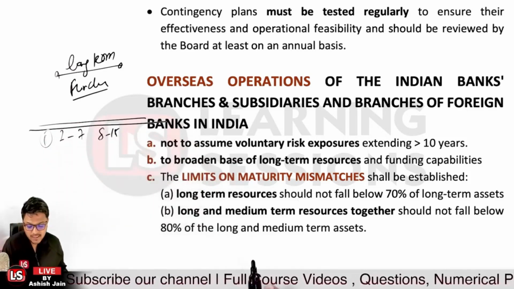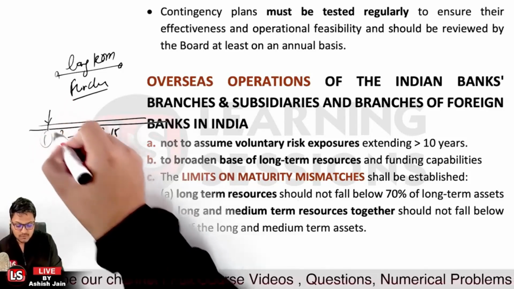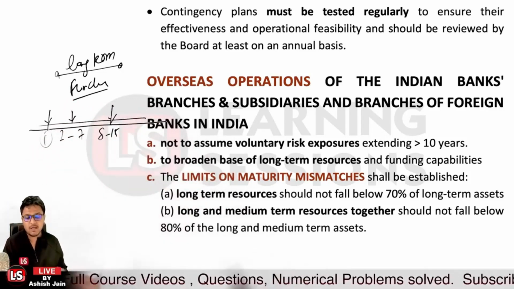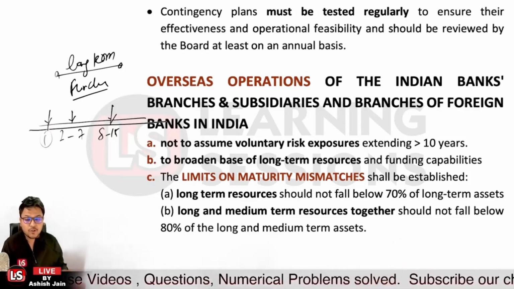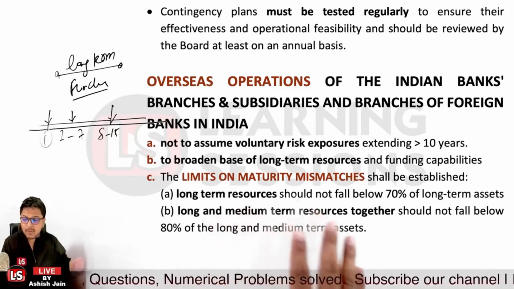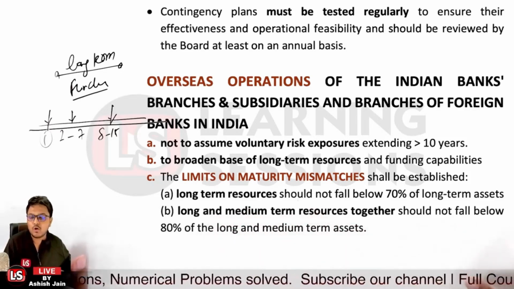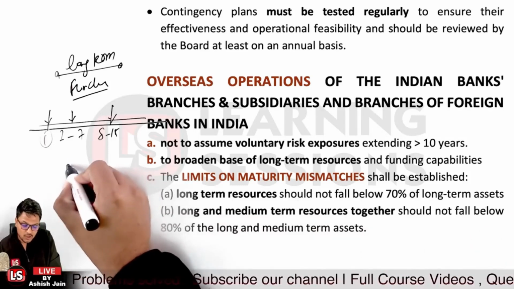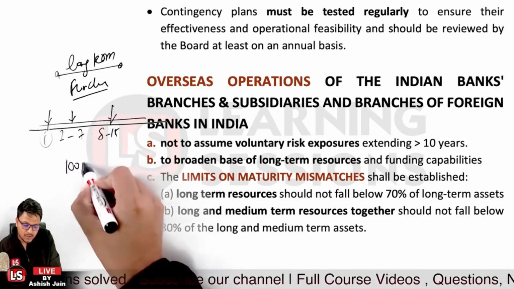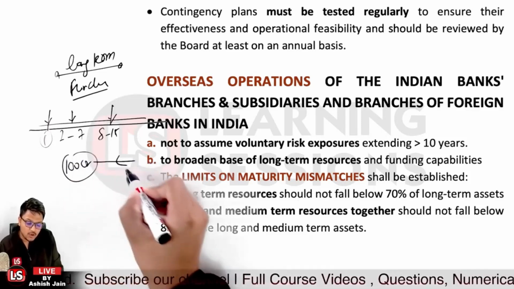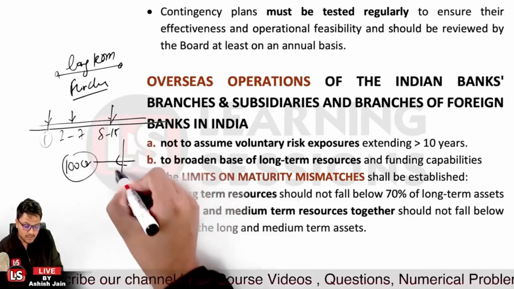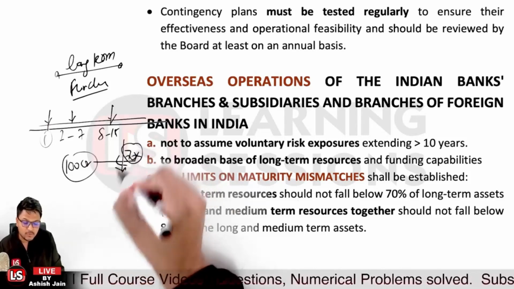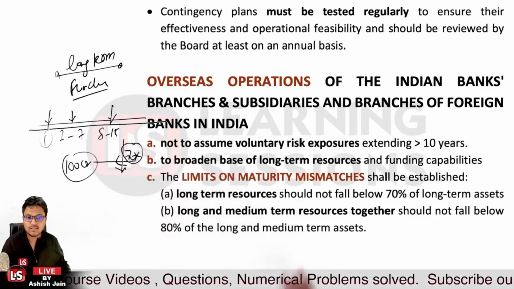Okay, in this particular case, the mismatch related to the different time horizons must be limited, and there are conditions for the same. For the long-term sources, this should not fall below 70% of the long-term assets. So what's the long-term assets amount over there? Let's say we have long-term assets amounting to 100 crore. In that case, the long-term sources of funds should not be lower than 70%, that is, not lesser than 70 crore. Okay, so that's the case related to it.